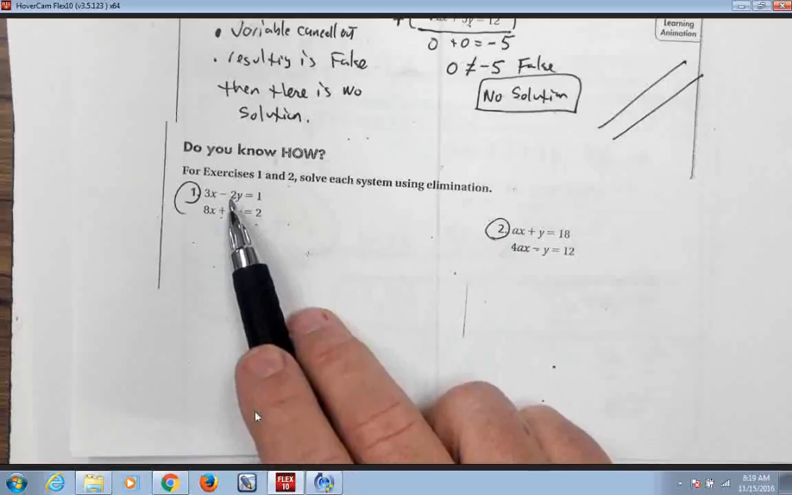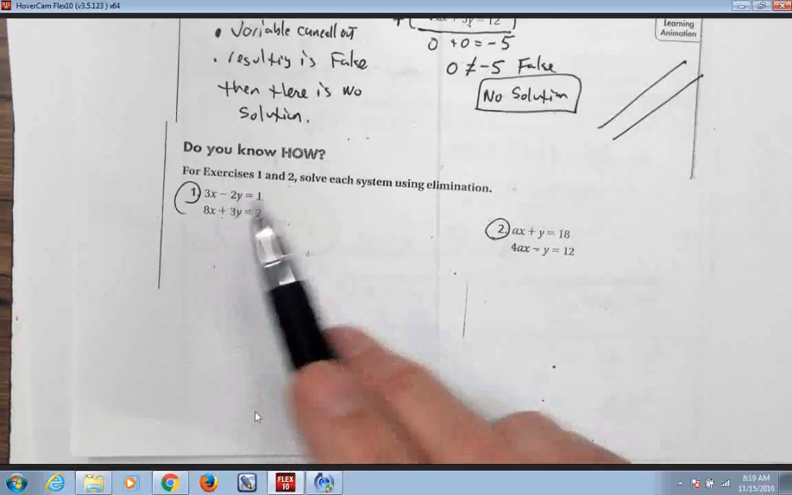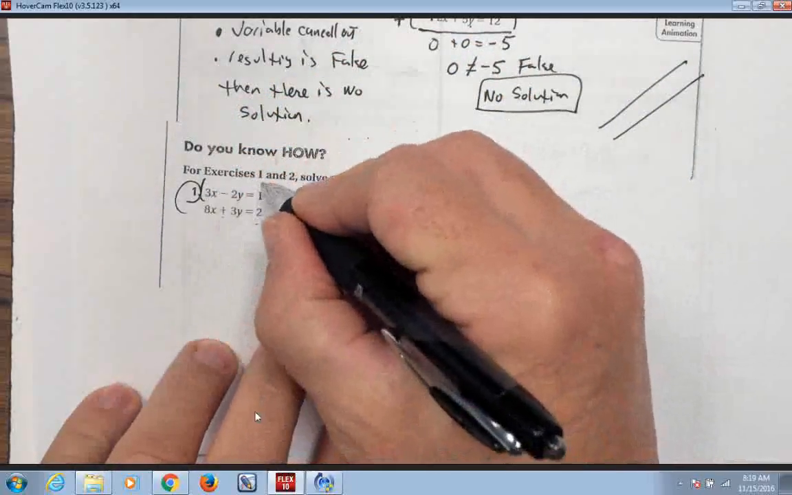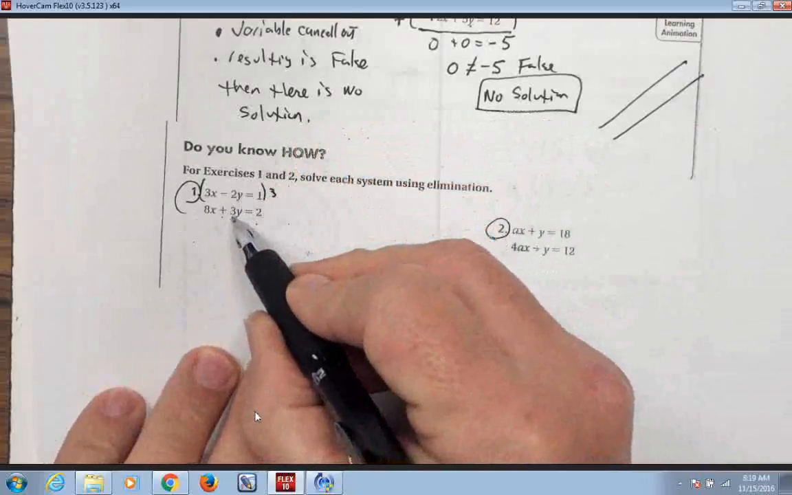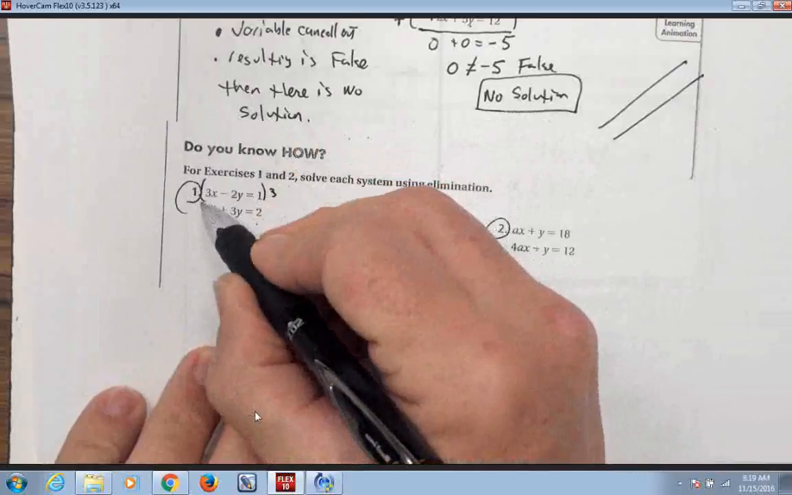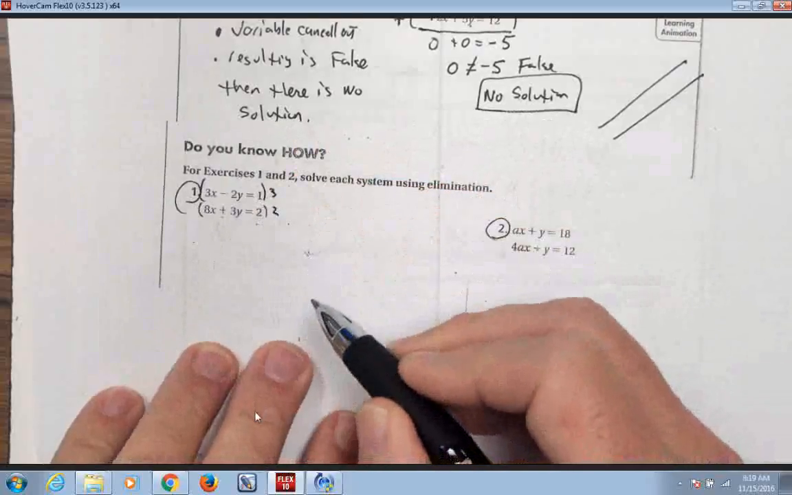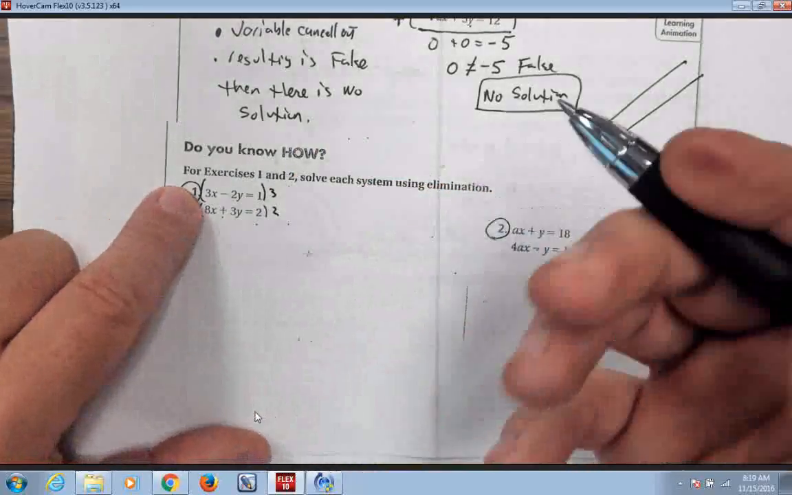How do you make that become a 6? You can only multiply it, so multiply it by what? 3. That whole equation by 3. How do you get this one to become a 6? Multiply the whole equation by 2. And then what's your new equation, or your new system?